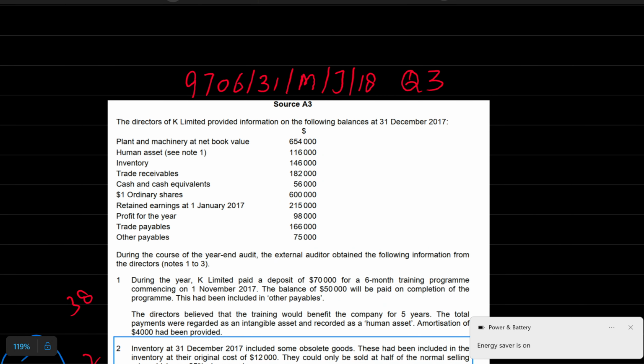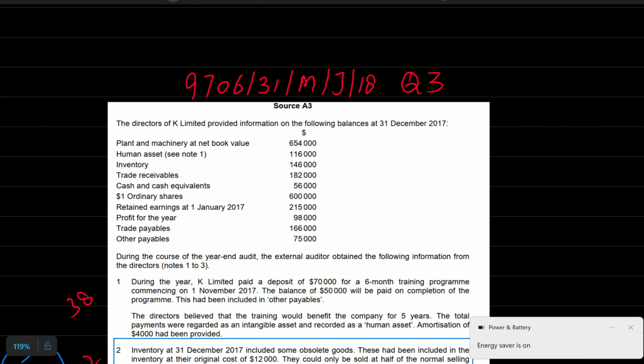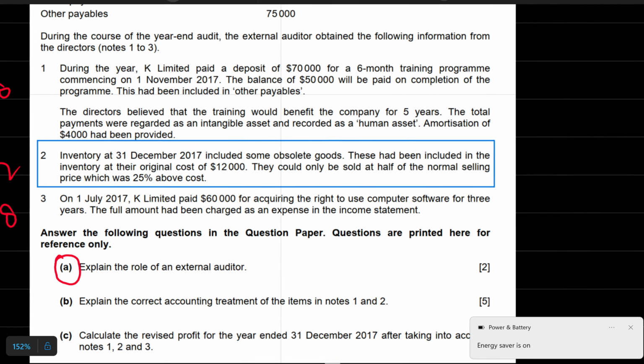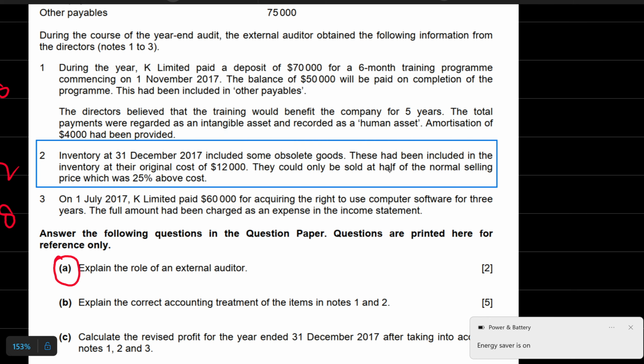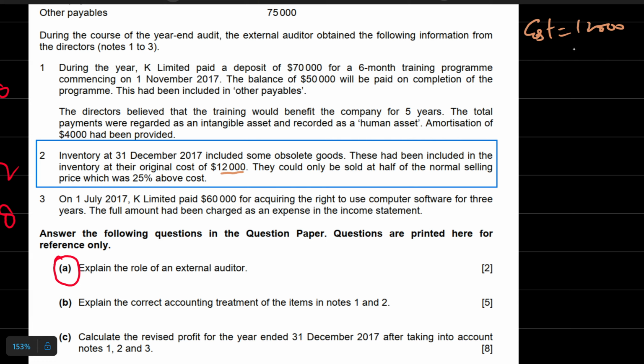Question number 5 is from May-June 18, Variant 3.1, Question number 3. Goods have been included at their original cost of 12,000. So the cost is 12,000. They could only be sold at half of the normal selling price, which was 25% above cost. First of all, we need to calculate the normal selling price. 25% is the profit that is added. 25% of 12,000 is 3,000. So the normal selling price is 15,000.